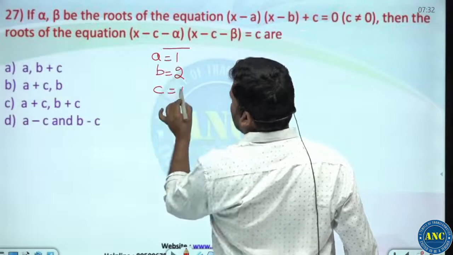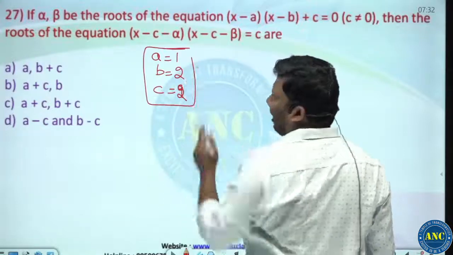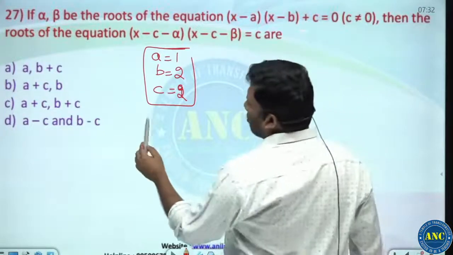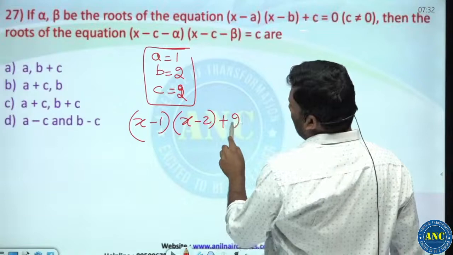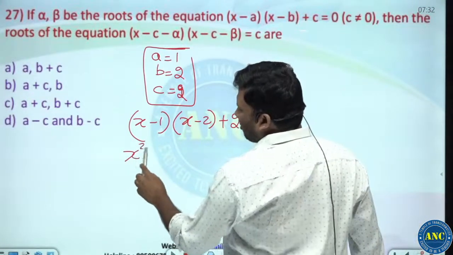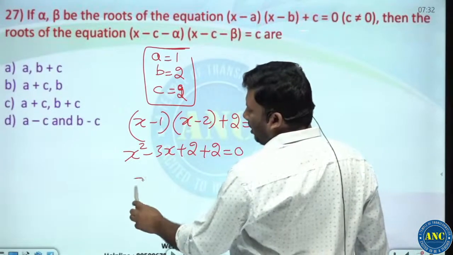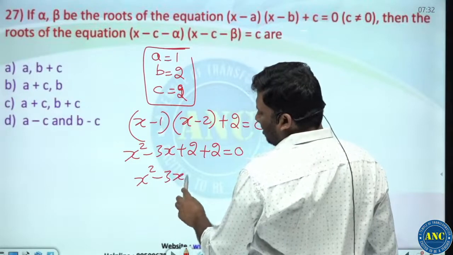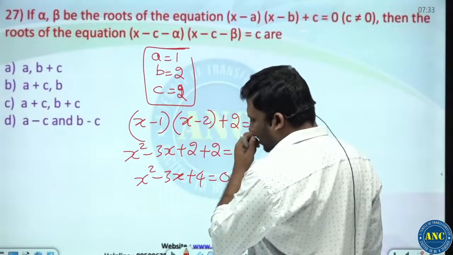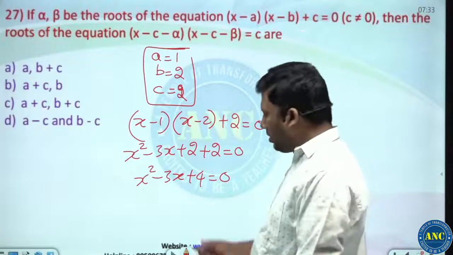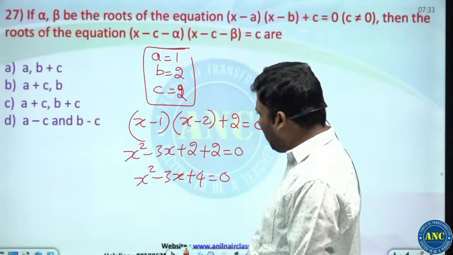Let us see what is c value 2. Let us take a1, b2, c2. Let us see what is happening. So this will become x minus 1 into x minus 2 plus 2, equivalent to 0. x square minus 3x plus 2 is equivalent to 0. x square minus 3x plus 4 equivalent to 0. What are the roots? So minus 4 plus 1, it will become minus 4, right? So what we will do is plus 2.